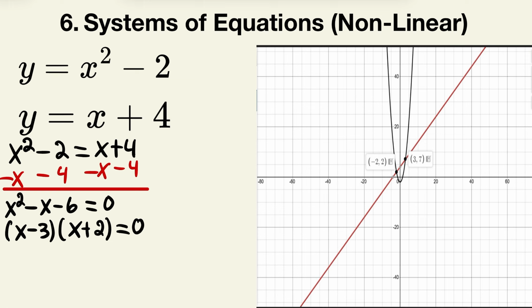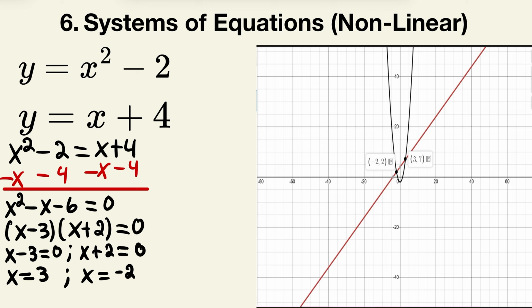And then I solve each factor. So of course we have x minus 3 equals 0, and so we know that x equals 3, solving for x. And then for x plus 2 equals 0, we solve for x, and x equals -2. Okay, so these are the x values where the graphs intersect, right?